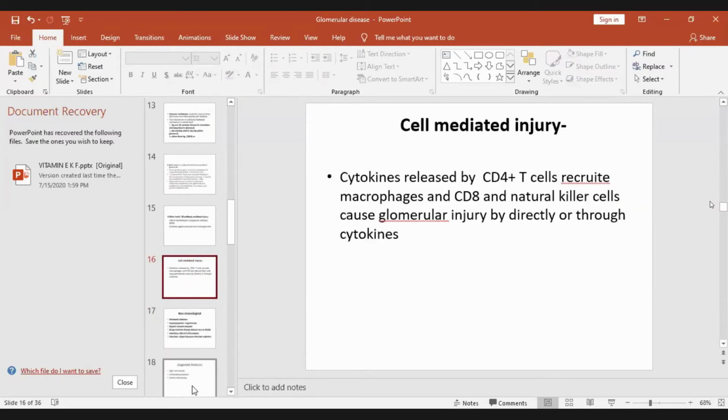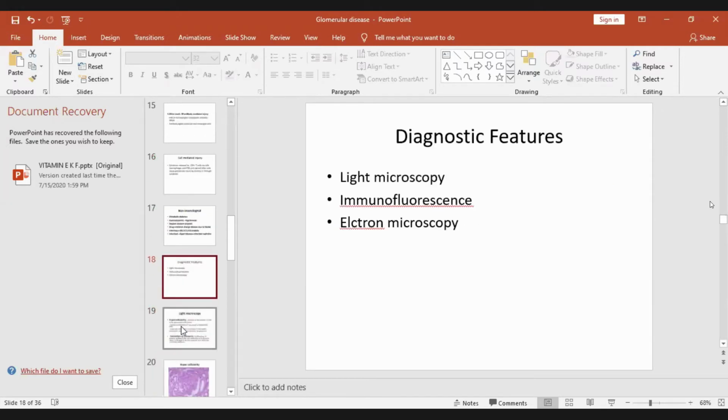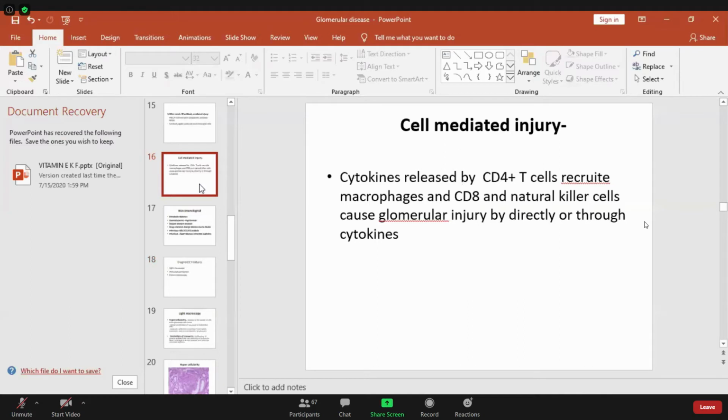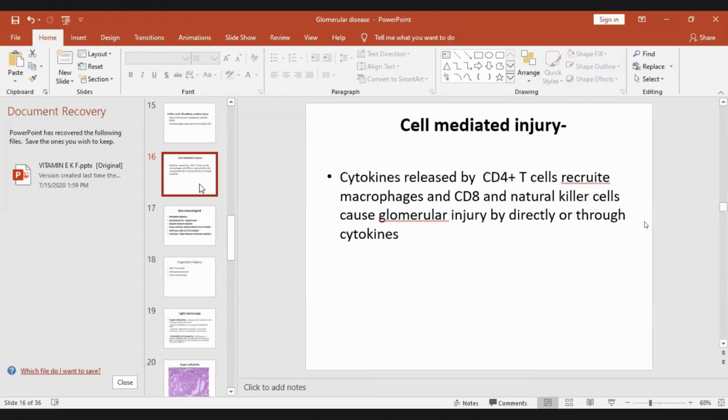Next is cell-mediated injury, that is CD4 cells. They recruit macrophages, CD8 cells and natural killer cells that cause glomerular injury. So this is the mechanism of immunological injury to the glomerulus. One is antibody-mediated, the other is cell-mediated. Cell-mediated is not that important. It is seen only in minimal change disease of nephrotic syndrome, where cell-mediated injury has been hypothesized.